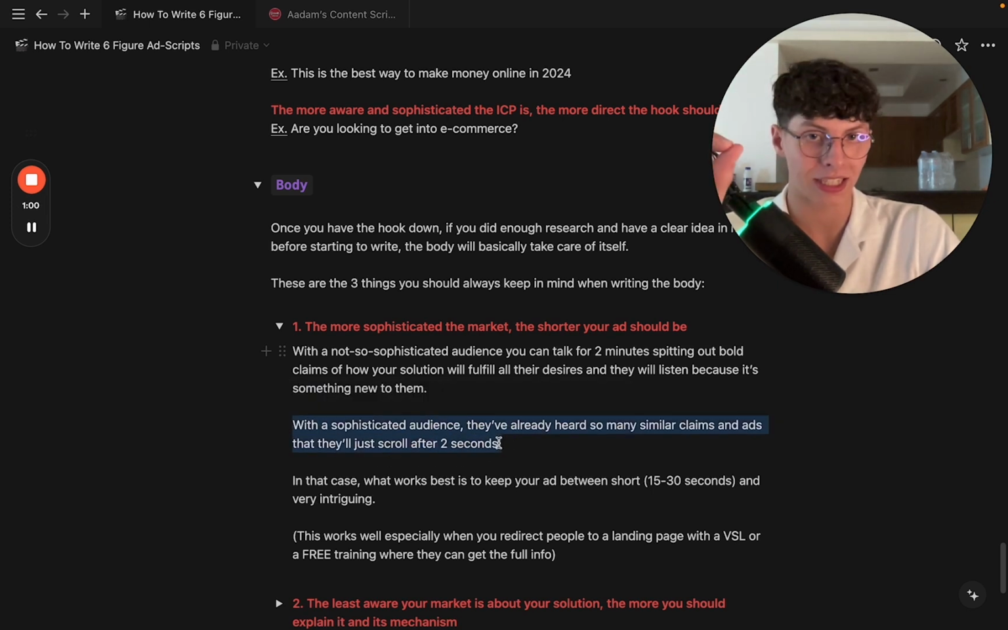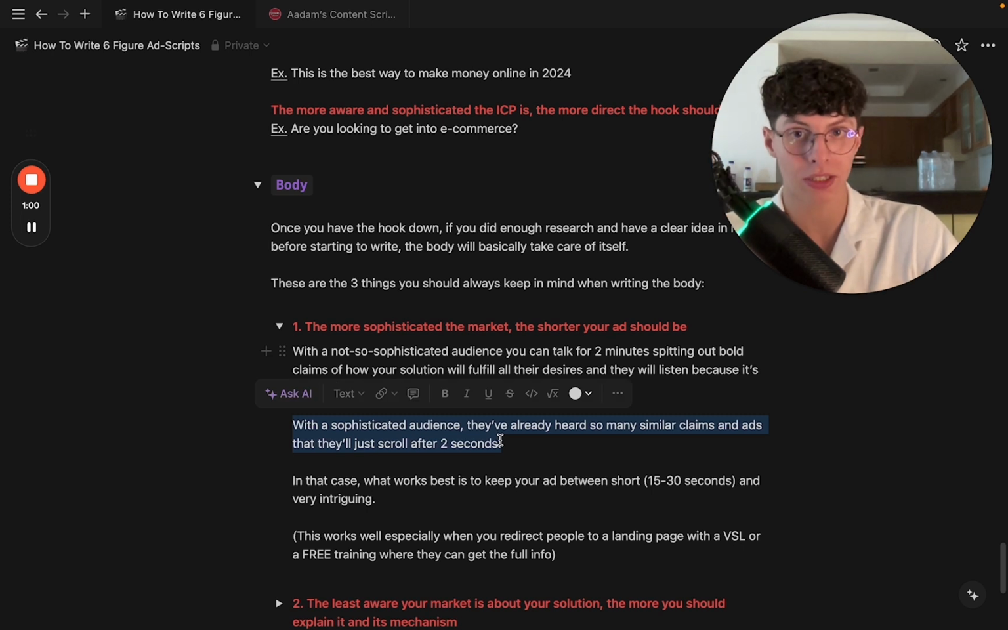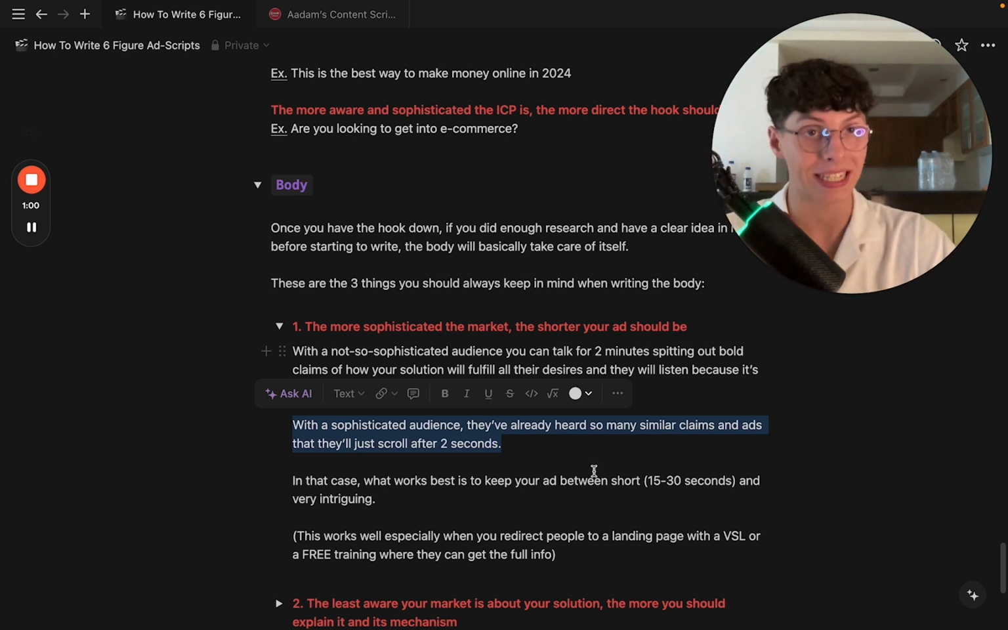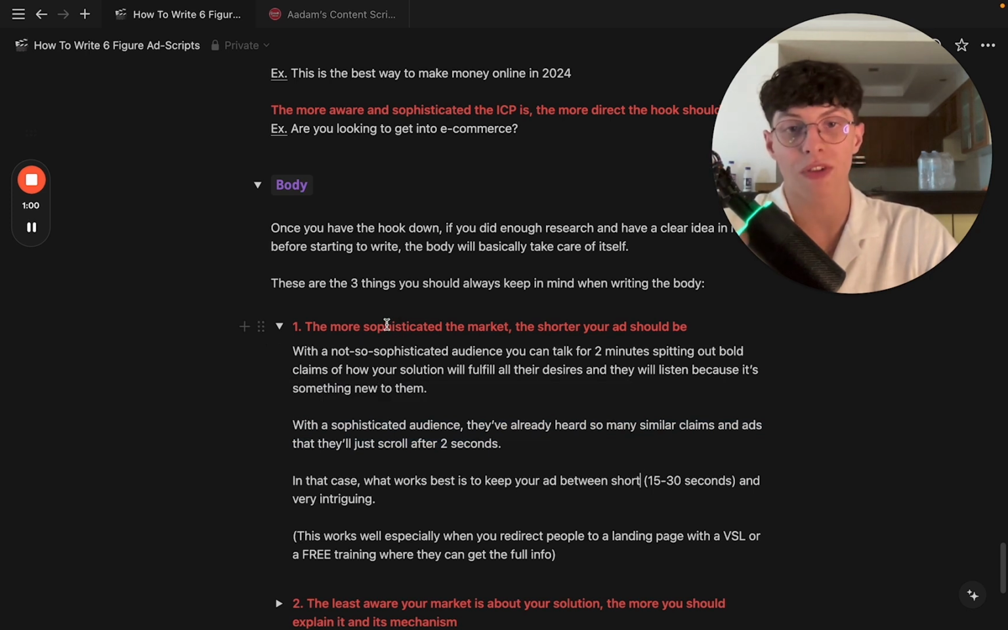So in that case, what works best, in my experience, is short ads between 15 and 30 seconds and very intriguing. This works well, especially when you send people to a VSL, a free training. Just keep the ad very intriguing, 15 to 30 seconds, and send them to a free training. Simple. This is when the market is very sophisticated.